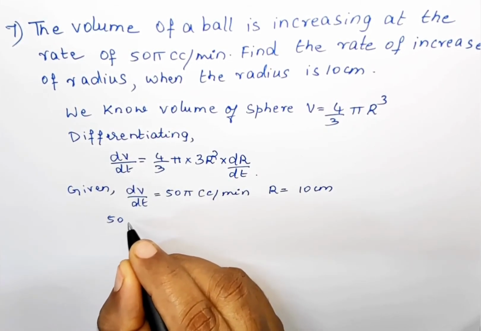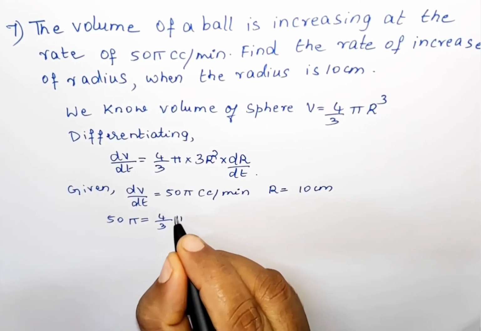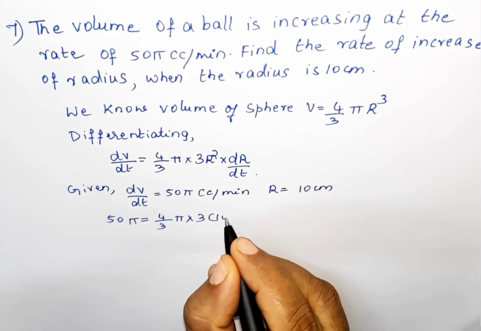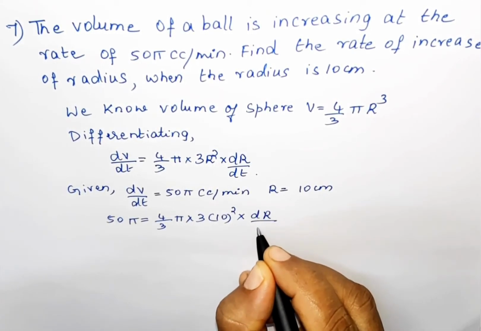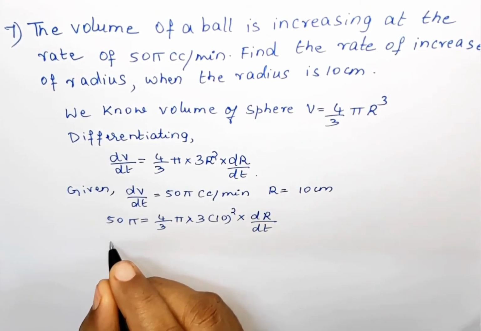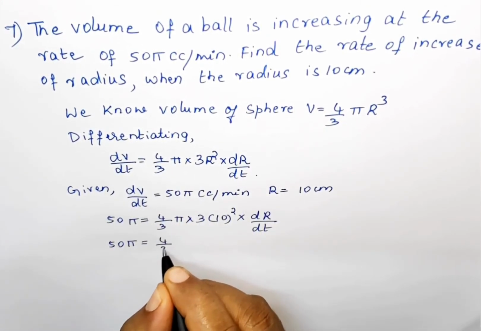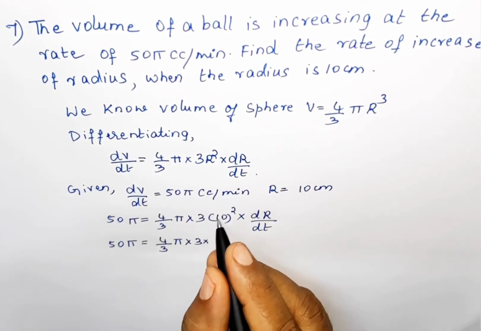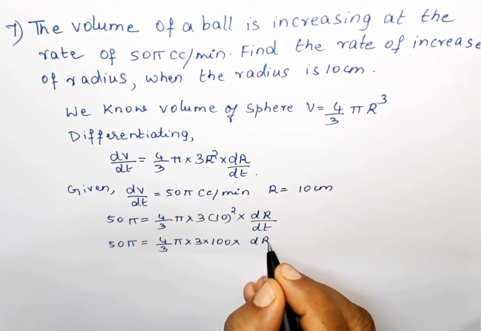Now let us substitute dV/dt as 50π equal to 4/3 π into 3 into, what is our radius r? 10. So this becomes 10 square into dr/dt. 50π is equal to 4/3 π into 3 into 10 square, which is 100. So we write 100 into dr/dt.